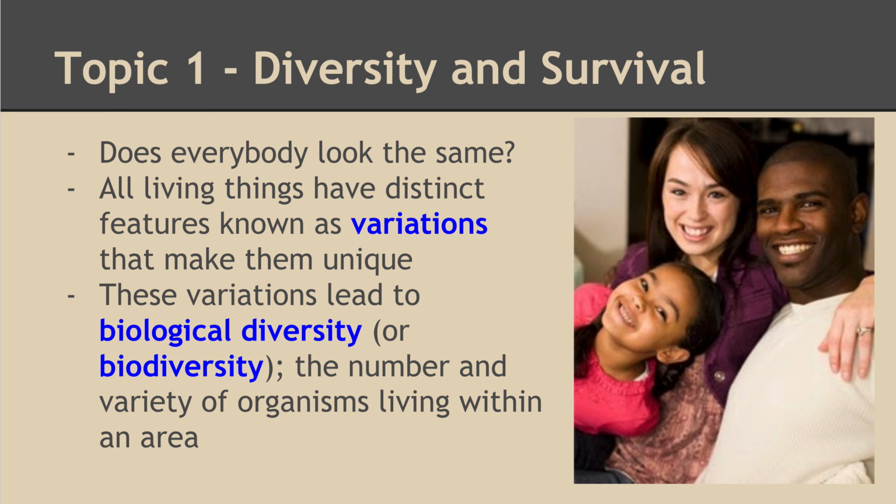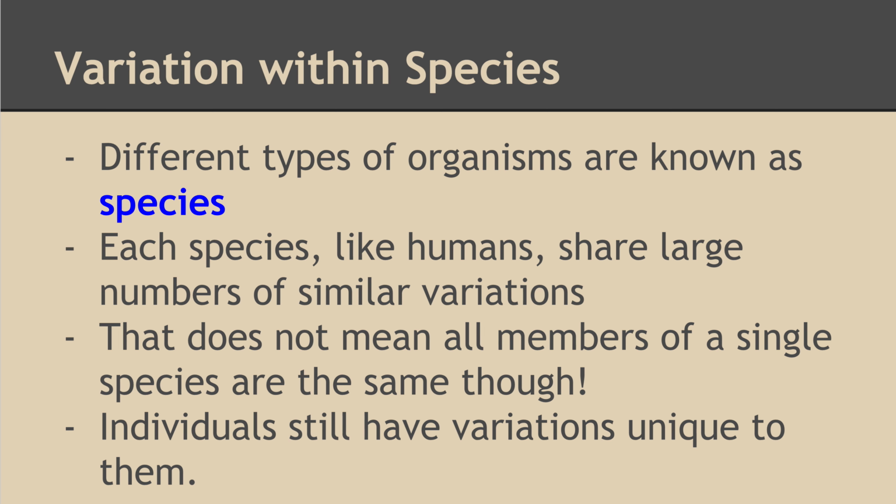So how can we describe this biodiversity? Well, there are actually a couple of different ways. One way, the way we were just talking about when we thought about the people around us, is to look at variation within a species. This is looking at the variation within one type of organism, one type of living thing.